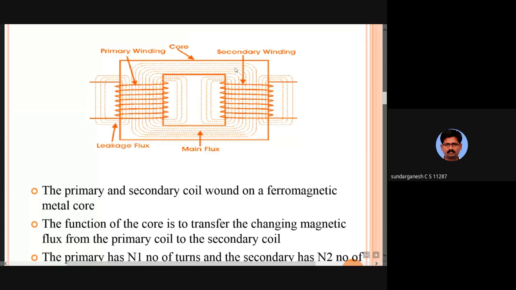Only flux will move through the magnetic material. There is some leakage flux available. The remaining flux will go to the secondary circuit, so this will generate a voltage. That voltage is taken out.